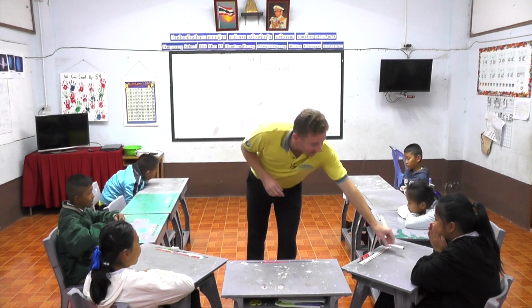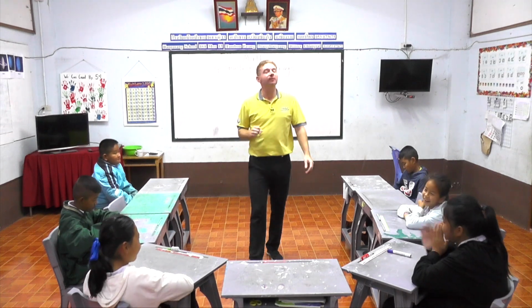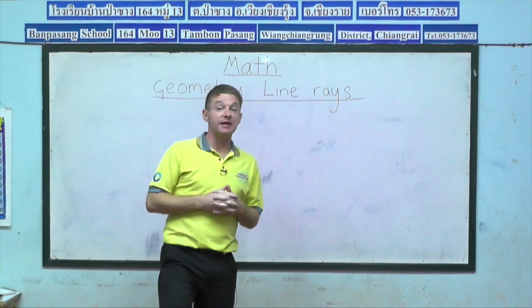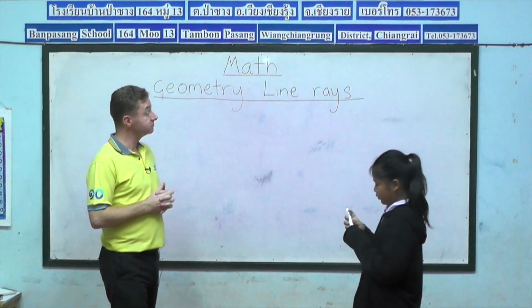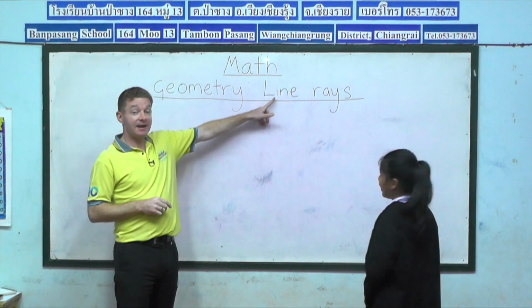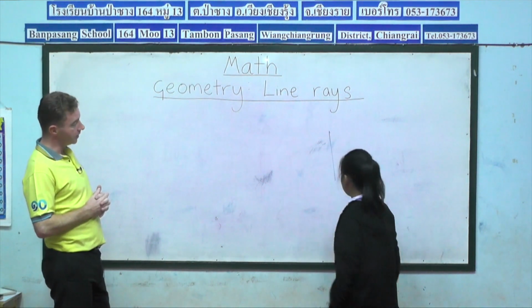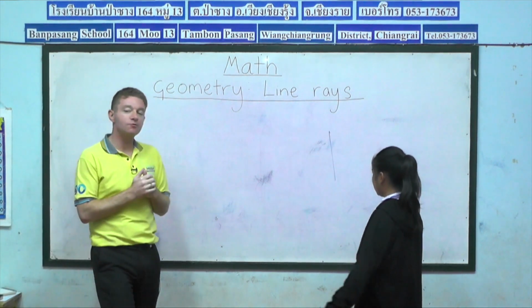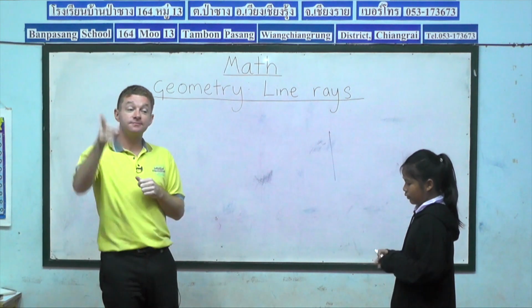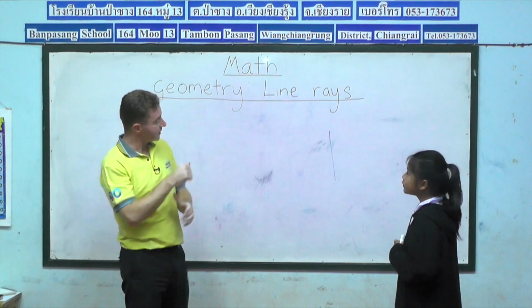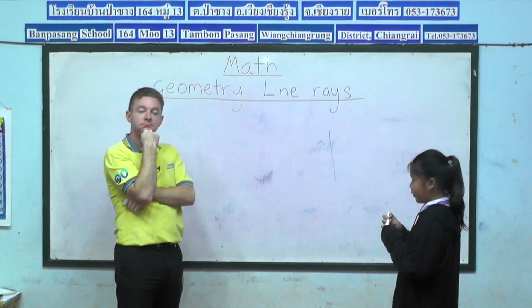I know, Lakgao, come and join me at the front of class, please. Okay, so the first thing we need with our line ray is a line. So Lakgao, any type of line that you wish to draw. Okay, so what type of line has Lakgao drawn? Up and down? Vertical, well done.